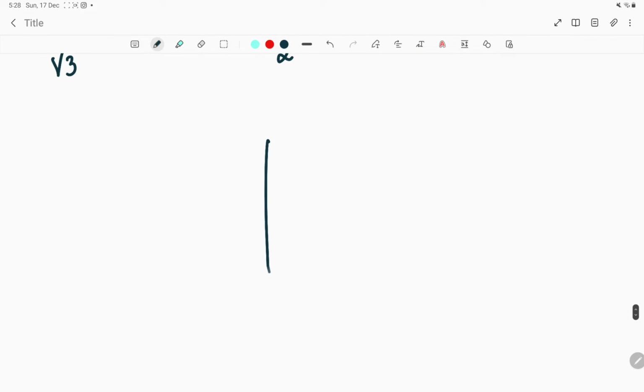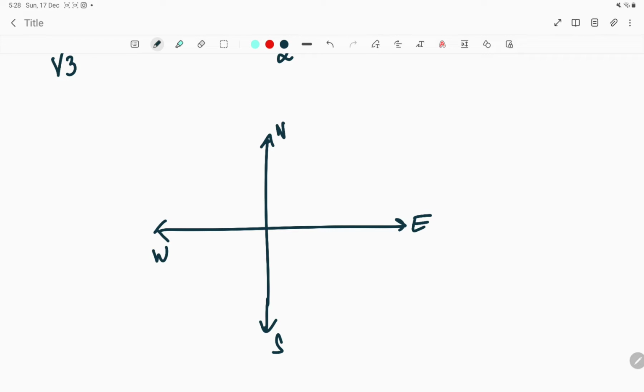So first, let me draw the directions. This is the north direction, this is east, this is south, and this is west. Then the first particle is traveling south of east. What is the meaning of south of east? First you take east, and from there you move towards the south at a 30-degree angle, because that is given in the question. So this is south of east.